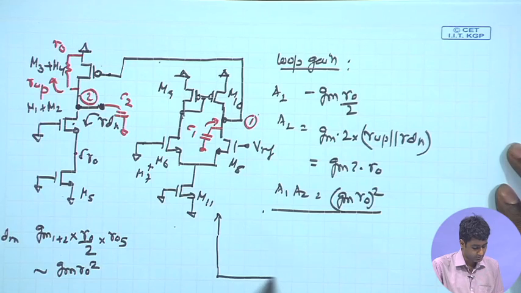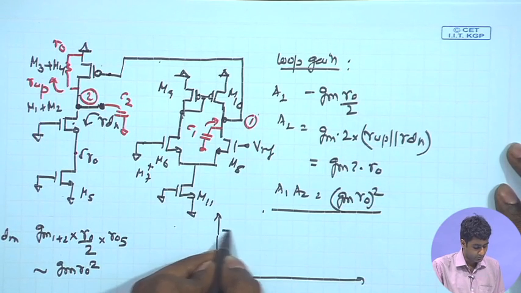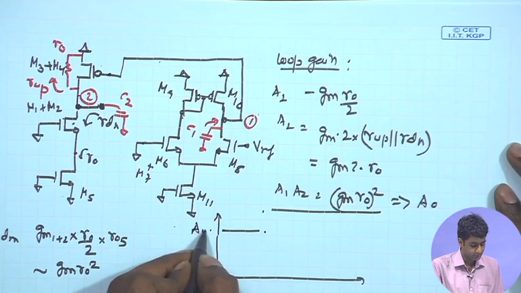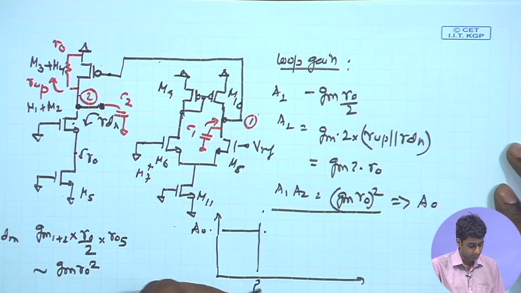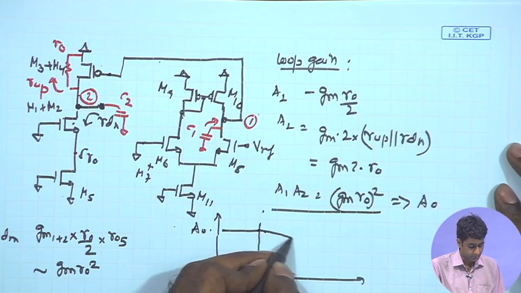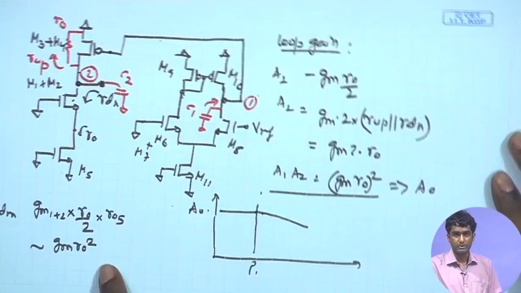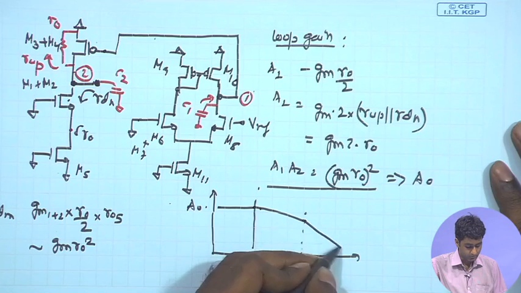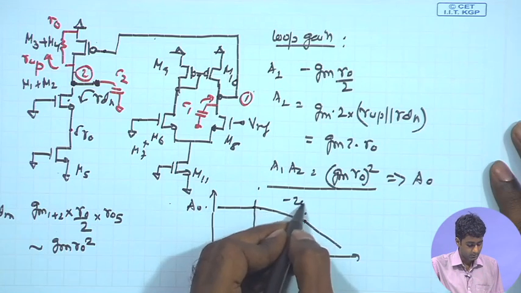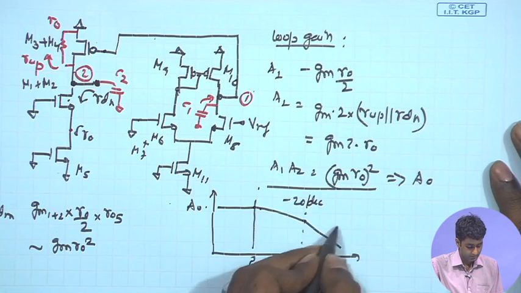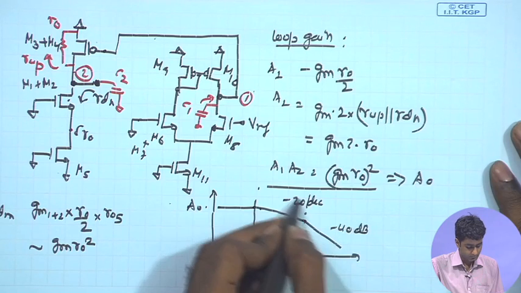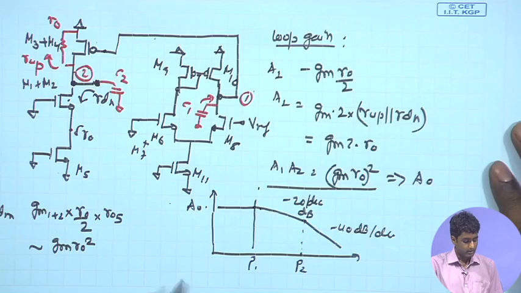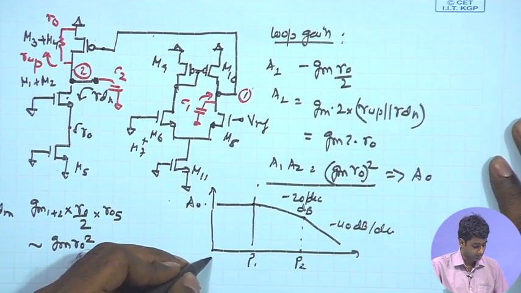So the magnitude response for a two pole system: at low frequency, you have an overall gain given by A naught, which we have just found out, and we have two critical poles, P1 and P2. After the first pole, we know that the magnitude drops with minus 20 dB per decade, and after the second pole P2, the magnitude drops with minus 40 dB per decade. And likewise if we talk about the phase response.